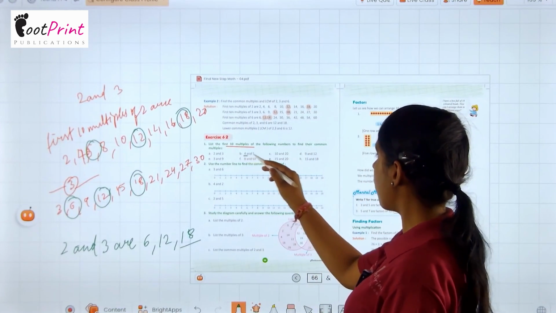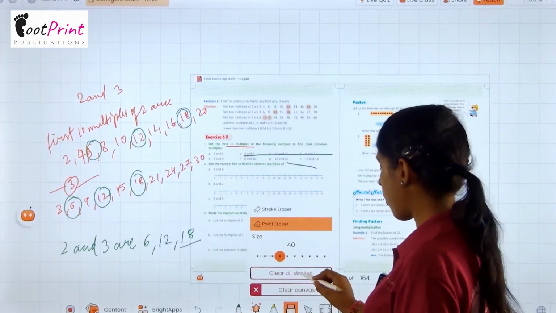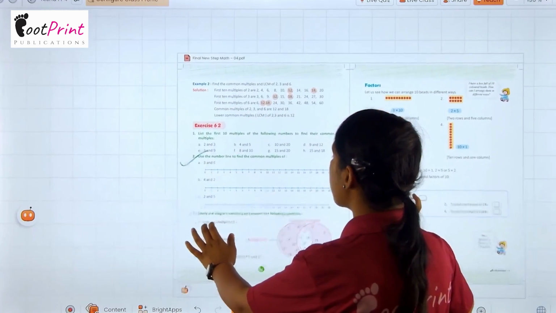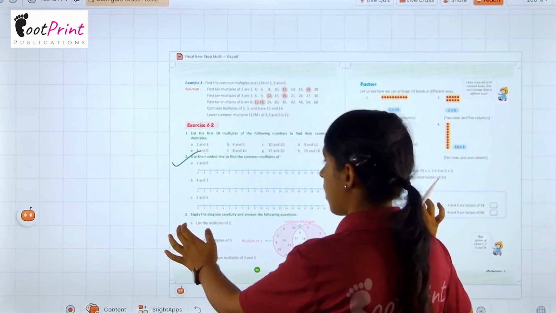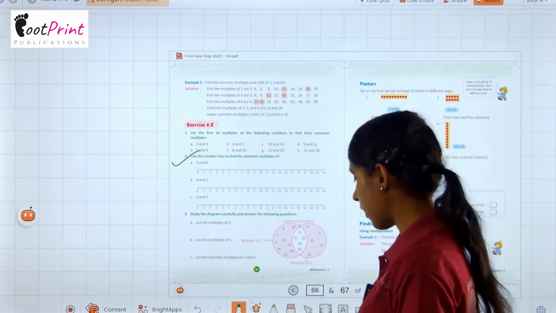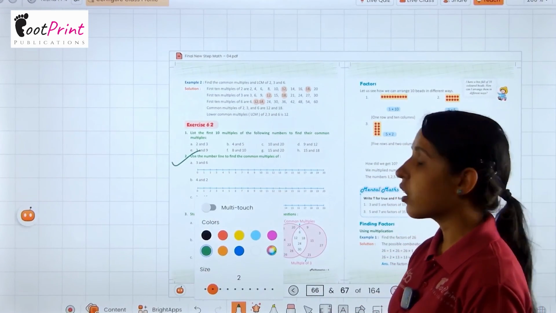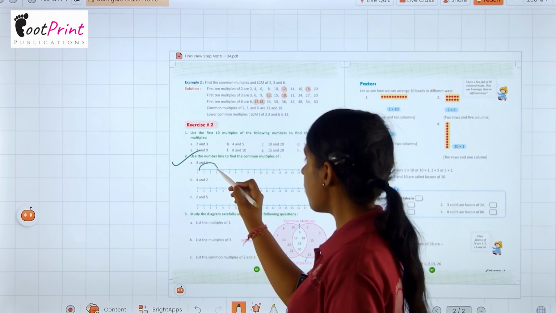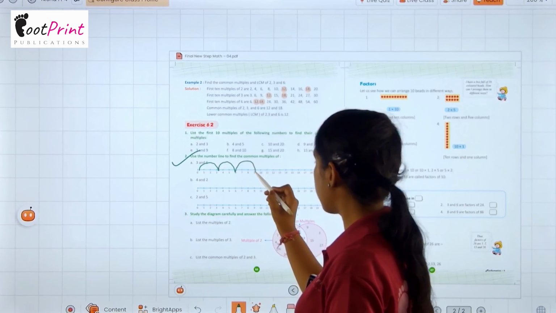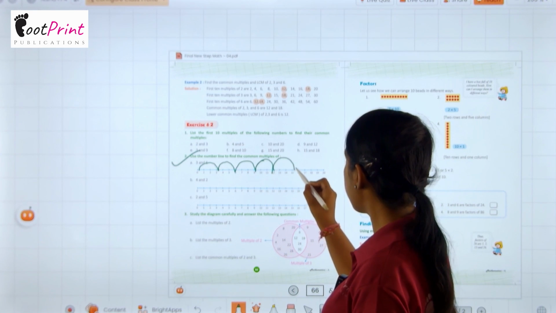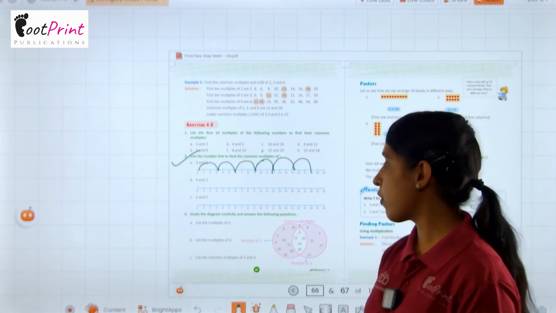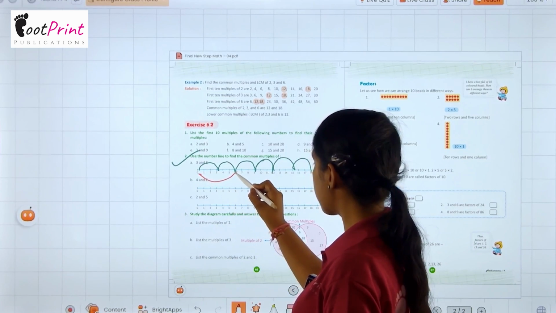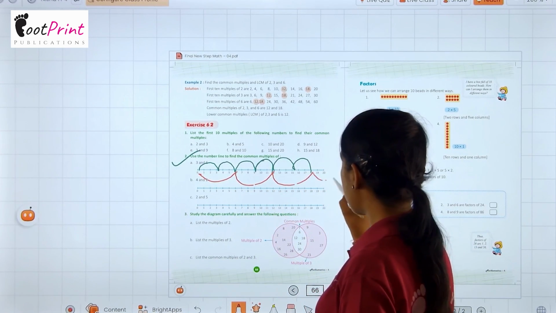Just like that, you have to solve all the questions by yourself. Okay. Now move to the next question. Use the number line to find the common multiples of 3 and 6. Here we have to find multiples of 3 and 6. So first we will find the multiples of 3 by using the number line. Here 0, 3, then 6, after that 9, then 12, 15, 18. So these are the multiples of 3. Now we have to find the multiples of 6. Here 6, then 12, then 18 and so on.